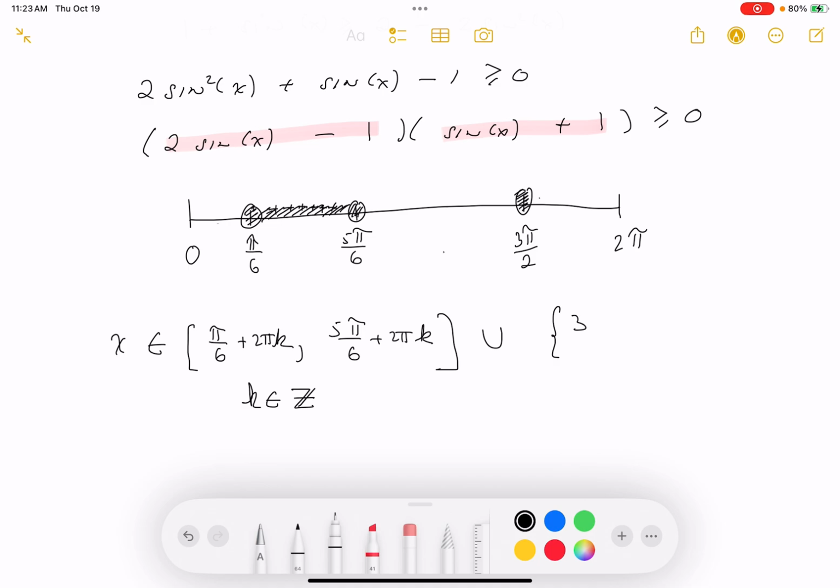What's it going to be? It's going to be 3 pi over 2 plus 2 pi k. And we are done.